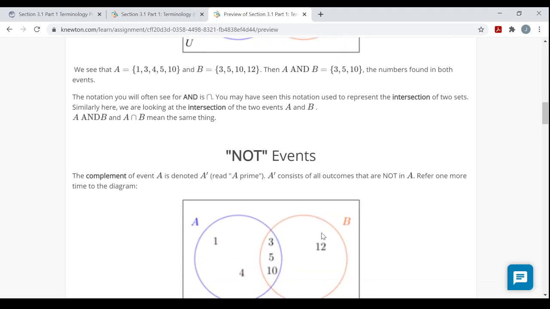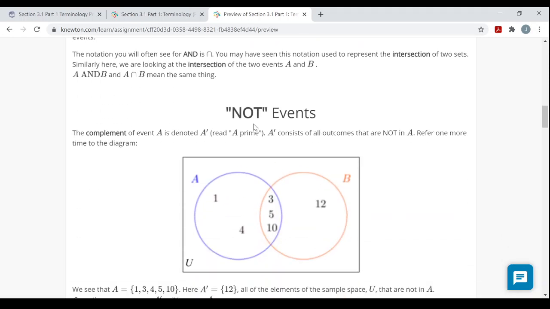And finally, you have the word not. The complement of event A is denoted by A prime. It's A with an apostrophe, read A prime. In this book, it's A with an apostrophe. I've seen other books where it's A with a bar over it, or A with a little C above it for complement. But in this book, it's just A prime or A apostrophe.